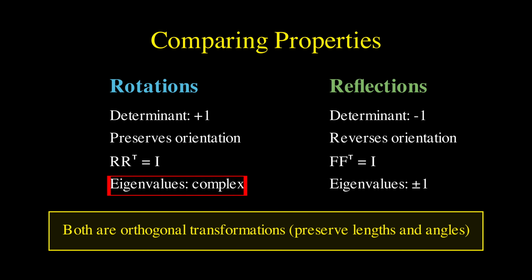Also, rotations typically have complex eigenvalues when we think about them in two dimensions, while reflections have real eigenvalues of +1 and -1. And that basically wraps up this video.